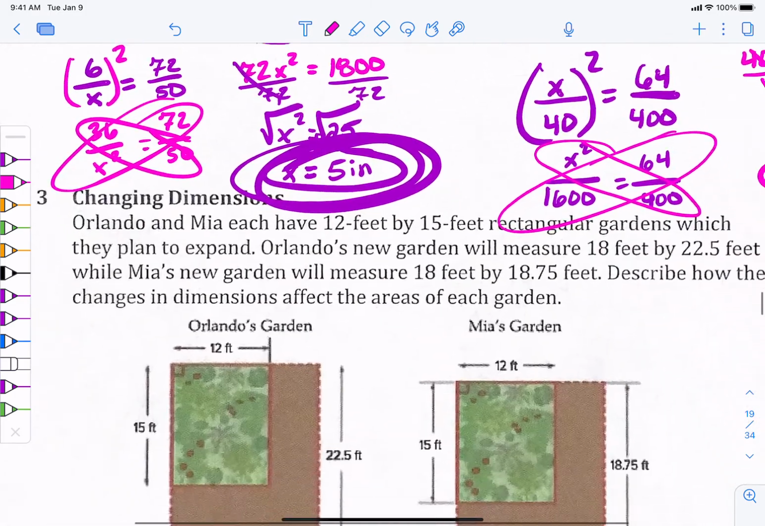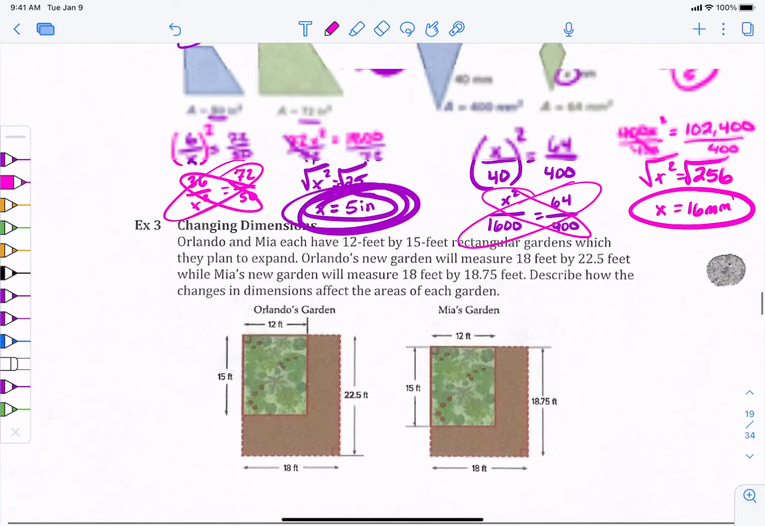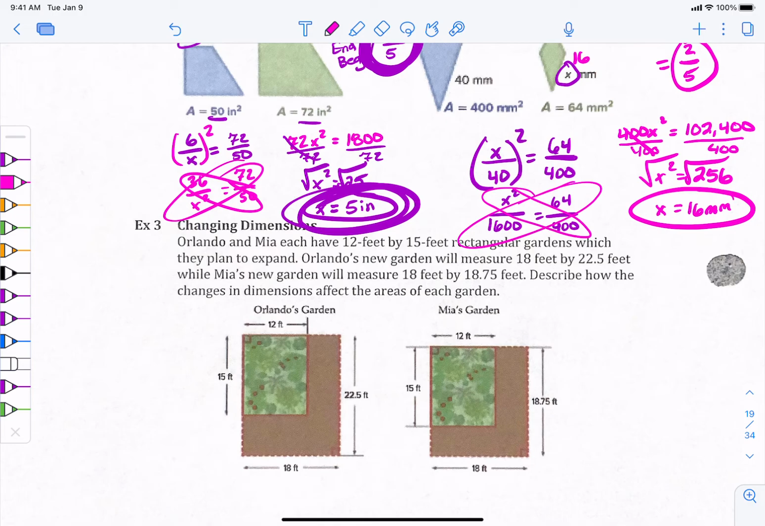Good question. Do you have to simplify the scale factor? It's not technically wrong if you don't, but it's nice if you do.